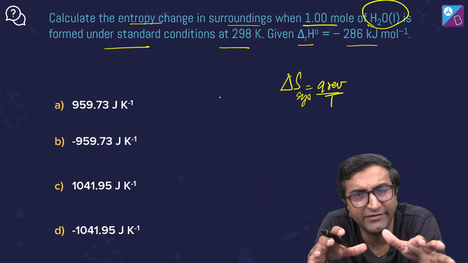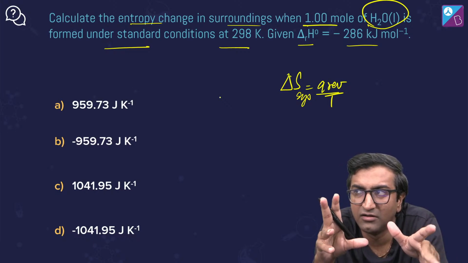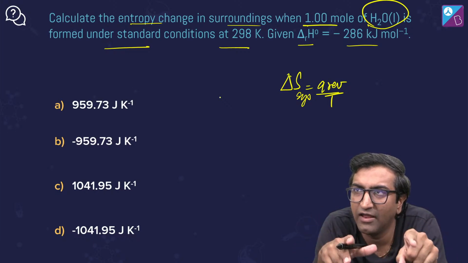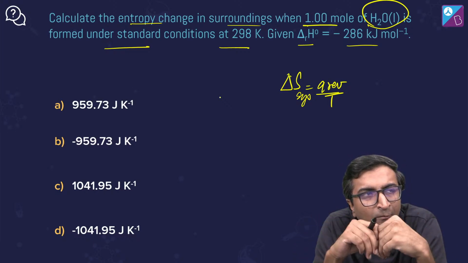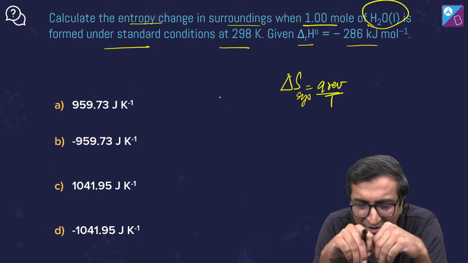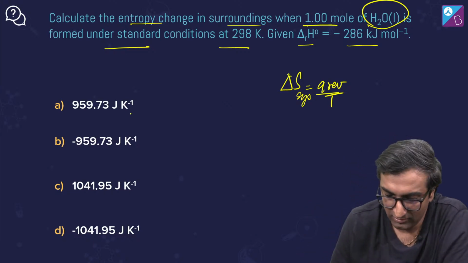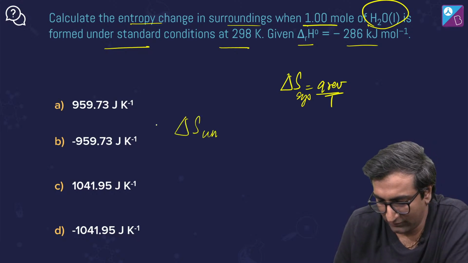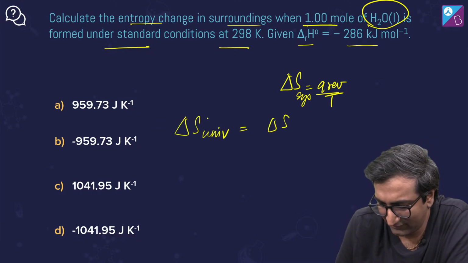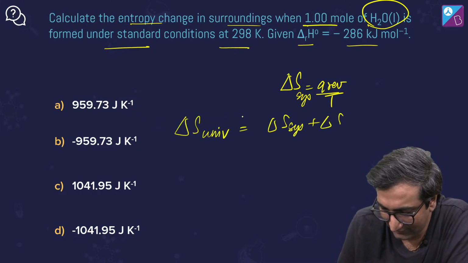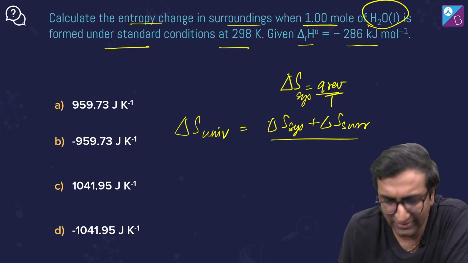Or do you remember this? अगर reversible process है तो maybe I have not told this to you explicitly, but let me let you in on a bit of a secret. Delta S universe, you know this already, is delta S system plus delta S surrounding. ये तो आप जानते ही हैं, right?